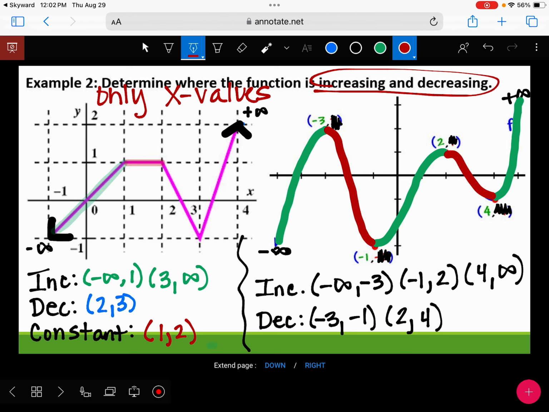And there's no brackets in this. There's no brackets because it changes at that point. So we're only going to use parentheses. Good questions. These are really good questions.